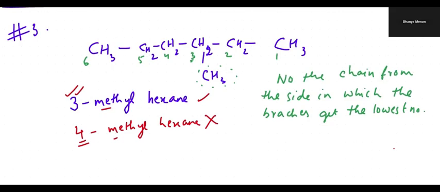Okay, this is the 3rd rule, in which you number it from that side in which the substituent is getting the lowest number. Coming to the next one.